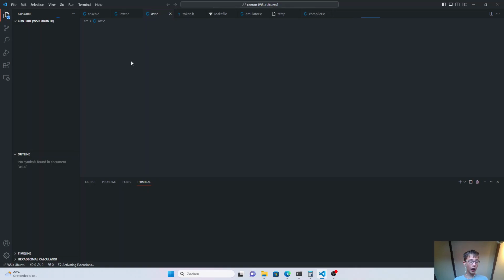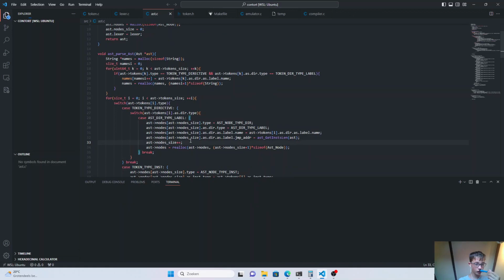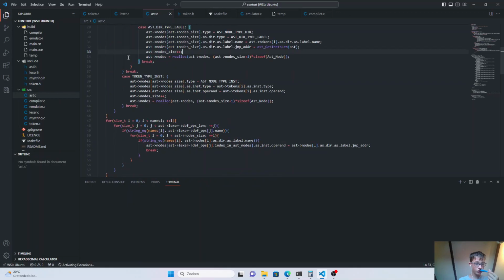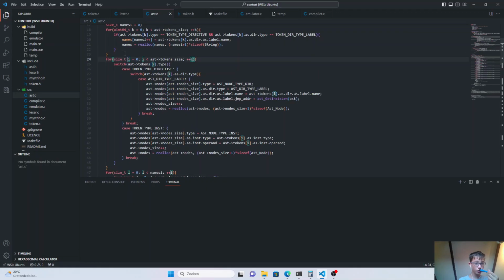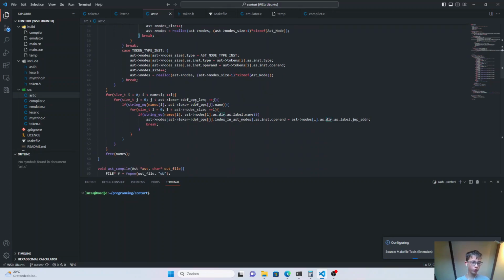Whenever I found a directive and a label, I was going through every name. Like here, there was this loop, and the same for this loop. So I just moved them both to their respective places, and now it actually works.